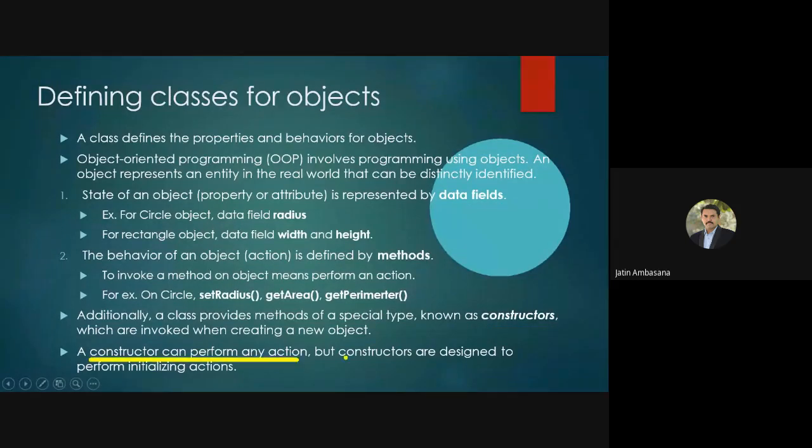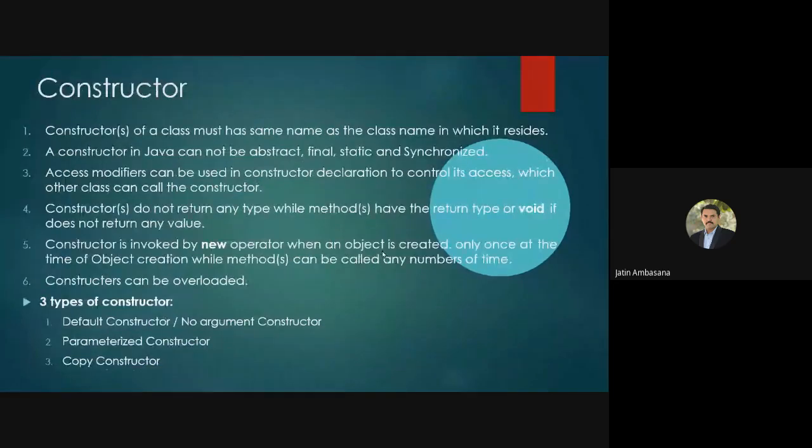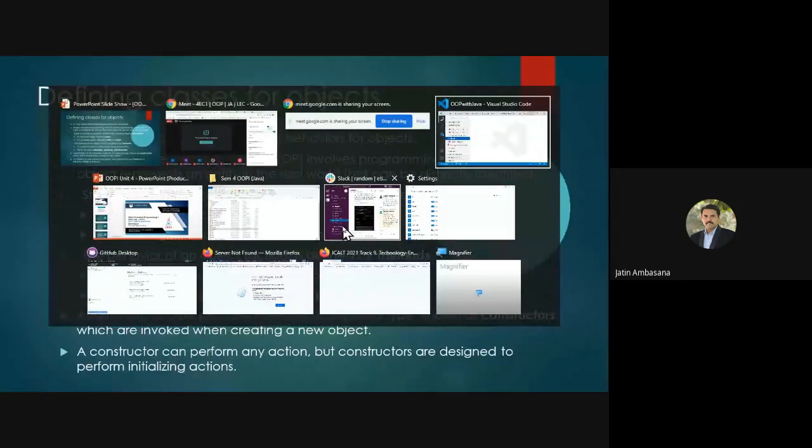So a constructor can perform any action, but constructors are designed to perform only initializing actions. It's better to use them for initializing actions. What are initializing actions? Initializing actions are nothing but setting some values of your data fields. For example, you might want to create a rectangle with a specific width and specific height. Then you might use a constructor where you can pass width and height, and that would be assigned to its data fields. Let me show you the code, and you will easily understand how that happens.